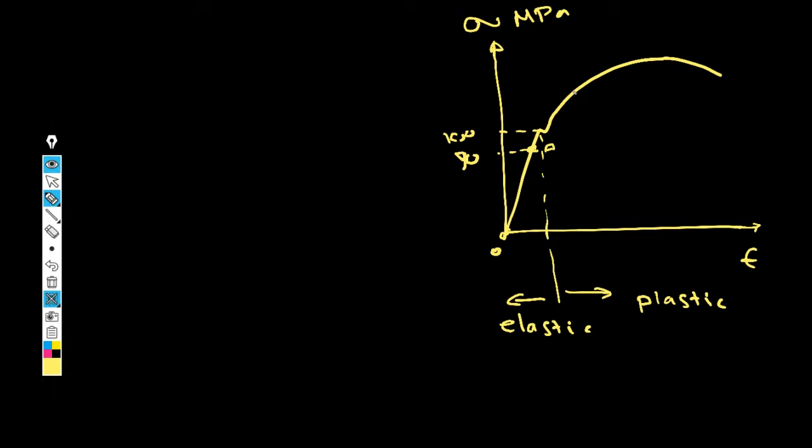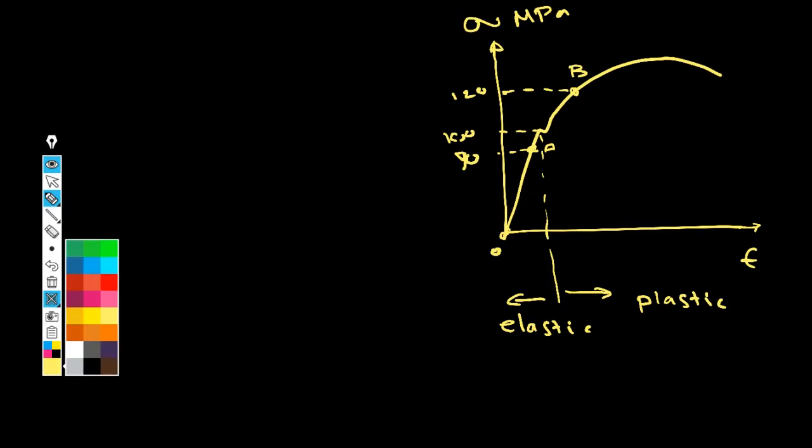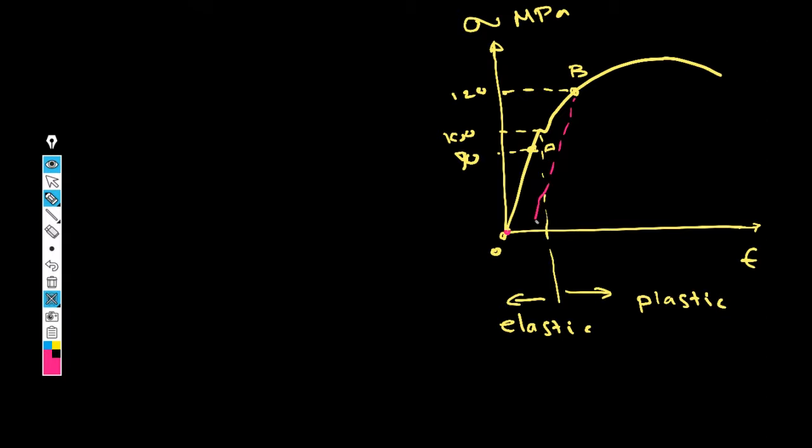Right. If I have point B, for example, this is 120. I apply a stress of 120 megapascal, then I remove the load at 120. What will happen? Does the material return back to zero, or only a little bit, to here? So it will return here. There is a plastic deformation here. This is called epsilon plastic, right? Is that clear or not?